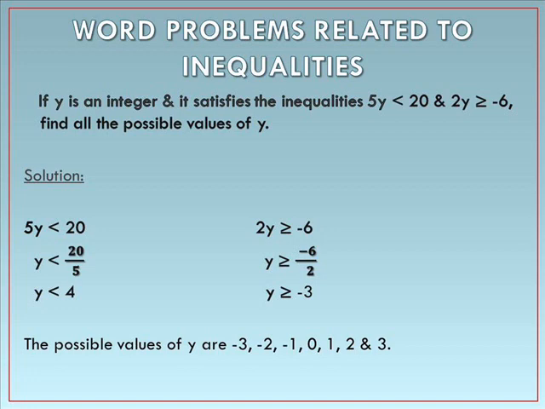Now solving the second inequality, we have 2y is greater than or equal to minus 6. As 2 is being multiplied to y on the left hand side, when transposed to the right hand side, it is divided over there. We have minus 6 divided by 2, that is minus 3. So we have y is greater than or equal to minus 3. As y is greater than or equal to minus 3 and less than 4, so all the possible values of y lie between these 2 points. So we have minus 3, minus 2, minus 1, 0, 1, 2 and 3.